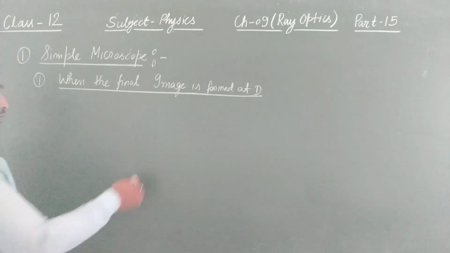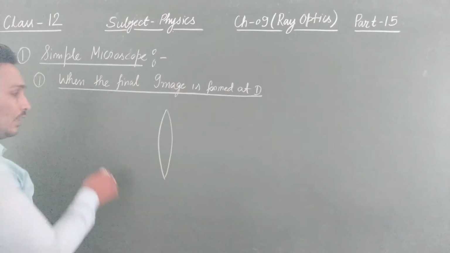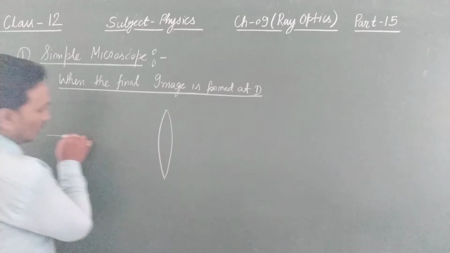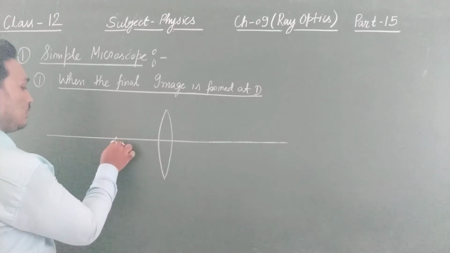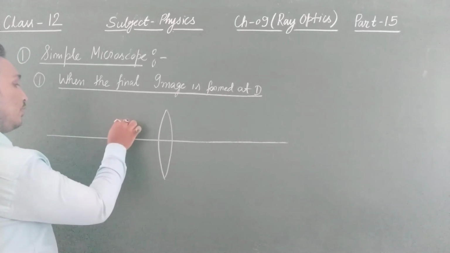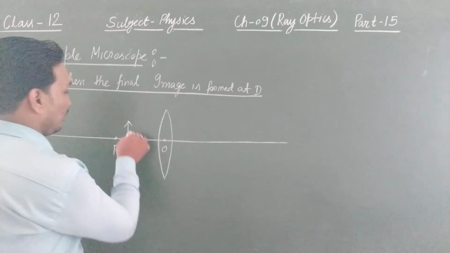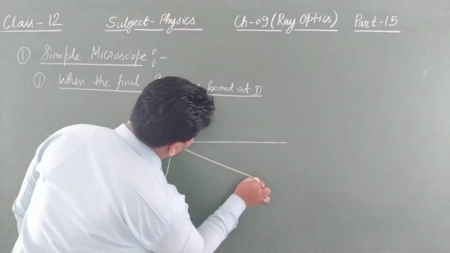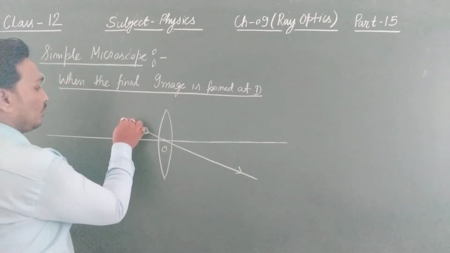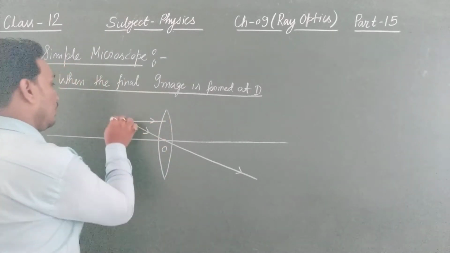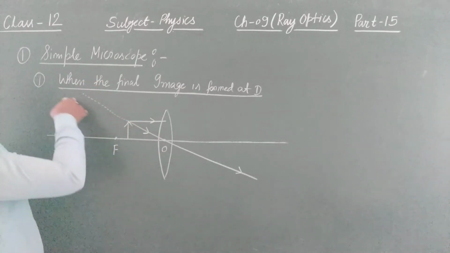Okay. So how is the setup? A simple microscope, simply a convex lens, and its focus is here. An object is kept between the focus and the optical center. So we all know what will happen. One ray passes through the optical center and passes undeviated. The another ray passes parallel to the principal axis, and it is like this.